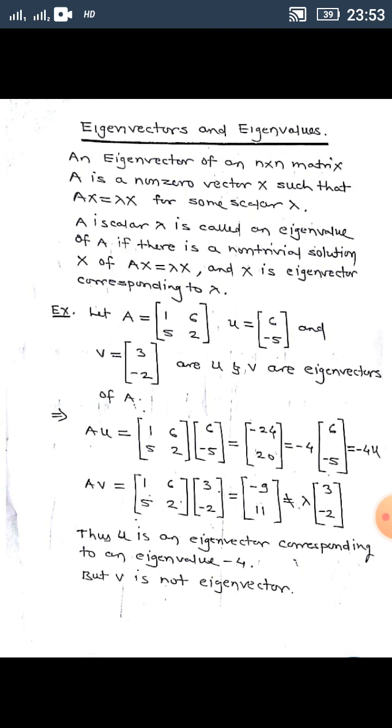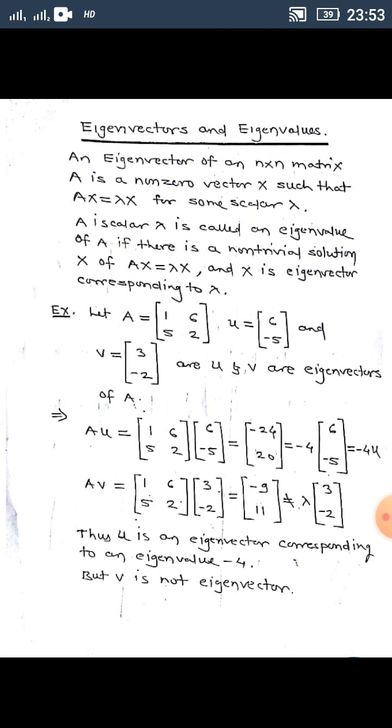AU is the matrix 1, 6, 5, 2 times 6, minus 5. Now we do the matrix multiplication. 1 into 6 is 6, 6 into minus 5 is minus 30, 6 minus 30 is minus 24. Next, 5 into 6 is 30, 2 into minus 5 is minus 10, 30 minus 10 is 20. So we get the column vector minus 24, 20.